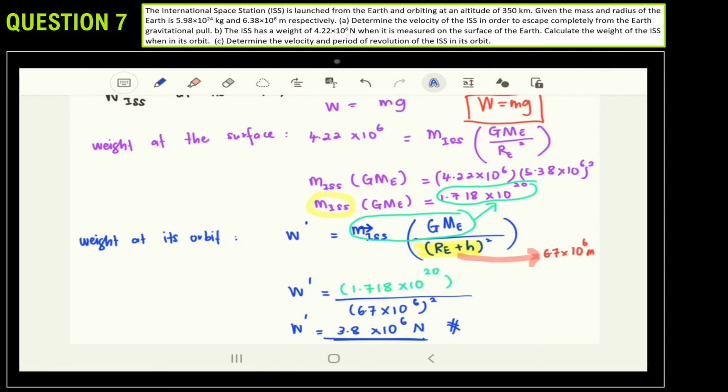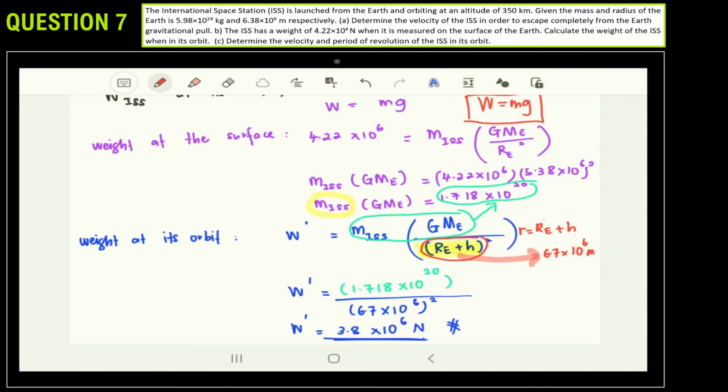So you can substitute. But I don't want to substitute the values two or three times. I calculate this only, where MISS times GM is equal to 1.718 exponent 20. Then here, the one I circled in green, I put it here: 1.718 exponent 20 and divide R. As you know, this is actually the small r. R is equal to RE plus H.